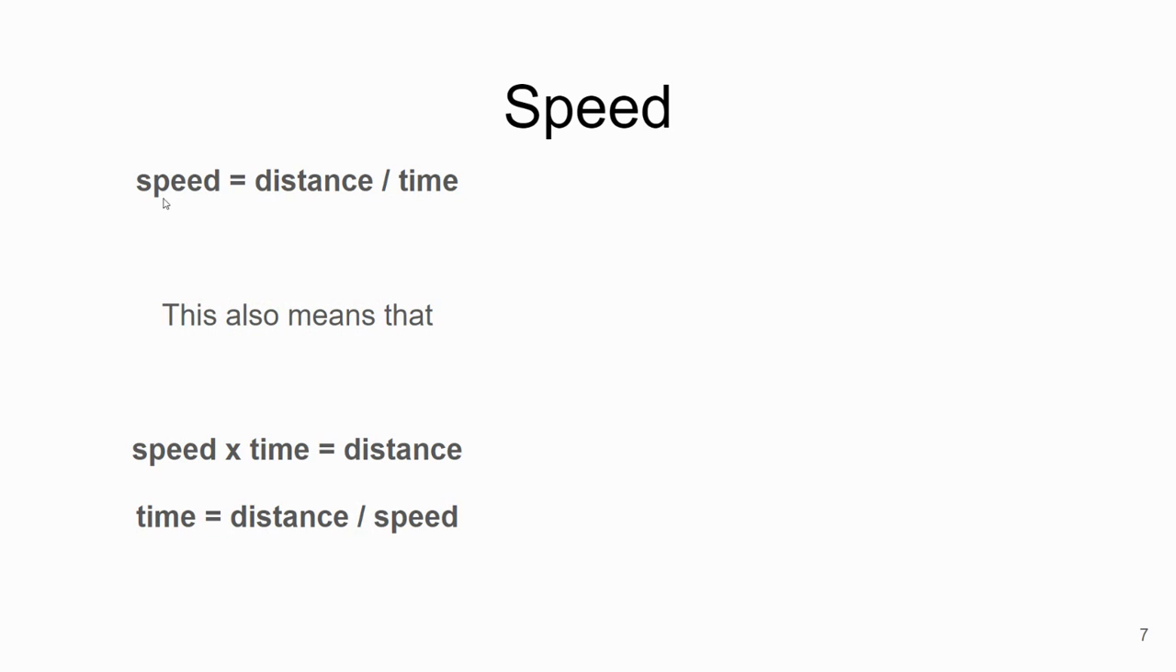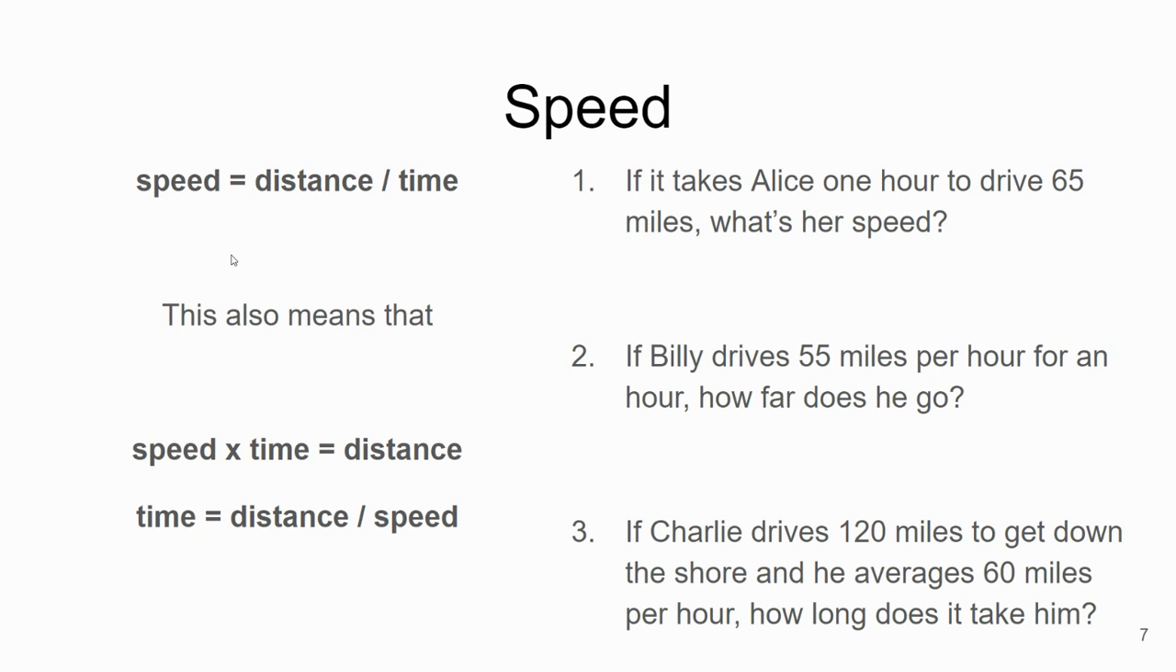So yes, try to remember this formula. Speed is distance over time. You can always rearrange this formula and solve for either distance or time, but don't memorize those versions. So the two versions at the bottom, speed times time is distance and time is distance over speed. Please don't memorize those. Just memorize this top one. Speed is distance over time, and you derive the other ones when you need to.